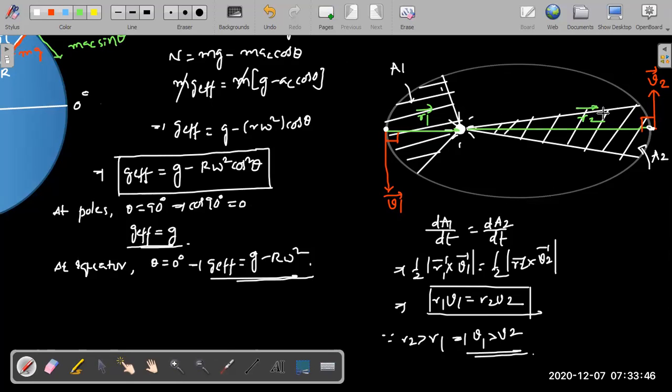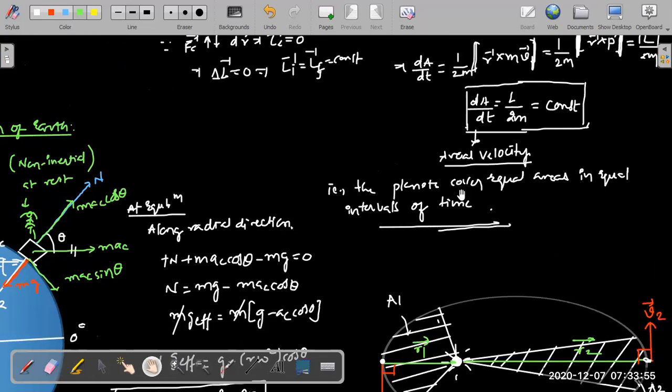Sir, if we multiply both sides by m, will it show that the angular momentum remains constant at any point? Yes, that's what we have said here. Angular momentum divided by twice the mass is constant. The mass of a planet is not going to change. That means angular momentum is constant because there is no torque acting on the particle. Yes, sir.